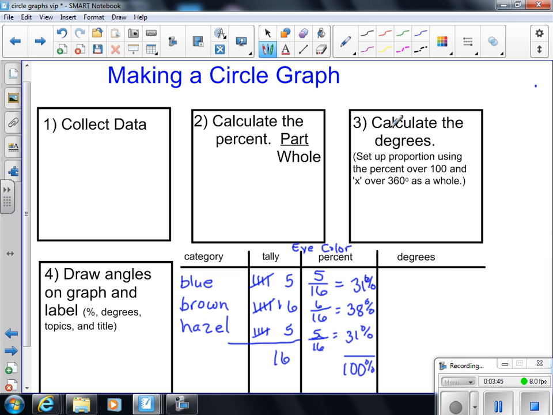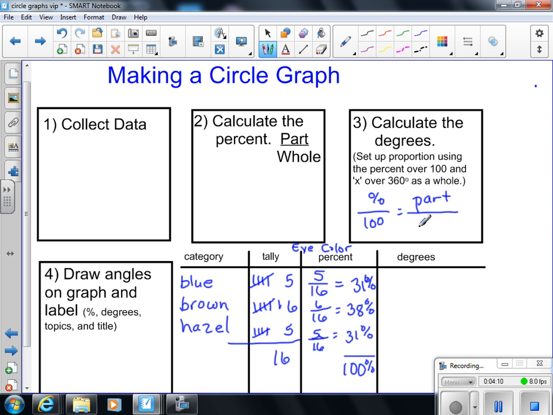All right, let's go then to step 3. Here's the new part. We're going to calculate the degrees. Now, what do you know about a circle? It's 360 degrees. So we're going to set a proportion using the percent over 100 and x over 360, because 360 will be your whole. So you're thinking percent over 100 equals the part over the whole.